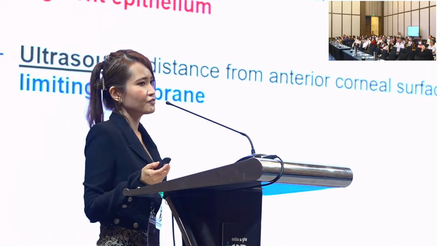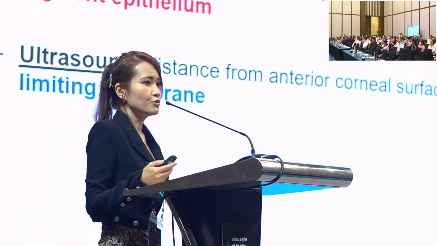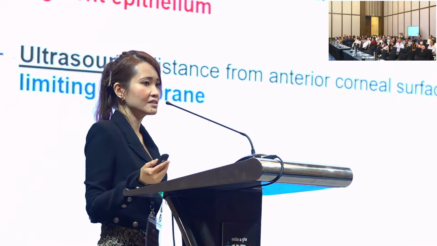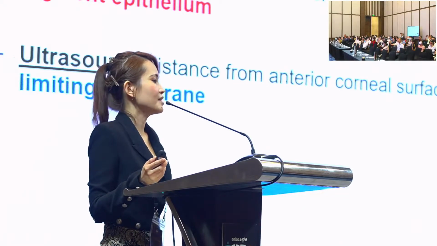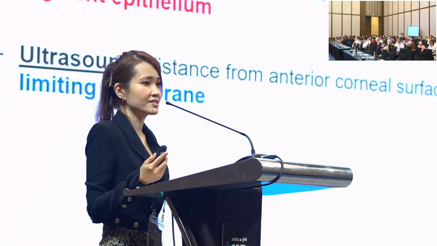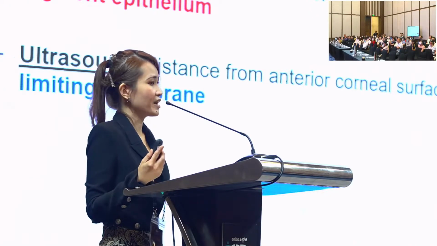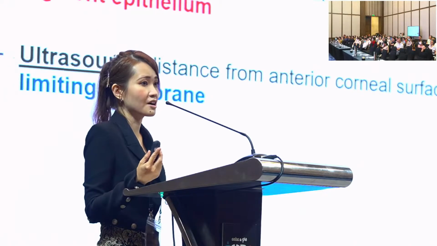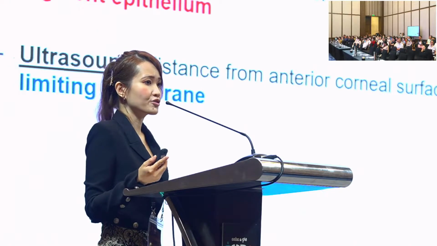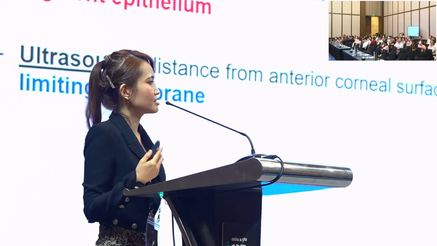Axial length itself has been validated in both animal and clinical studies as having a direct relationship with myopia progression. It can be measured by either optical or ultrasound A scan. For optical measurement, it is the distance from the anterior corneal surface to the retinal pigment epithelium, also known as the RPE. Whereas for ultrasound measurement, it is the distance from the anterior corneal surface to the internal limiting membrane.